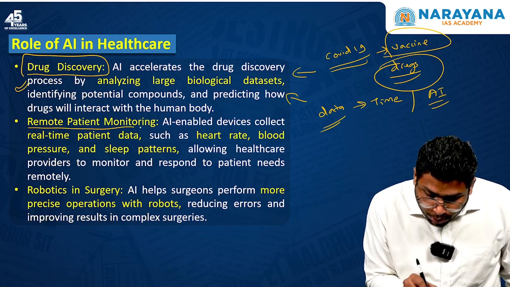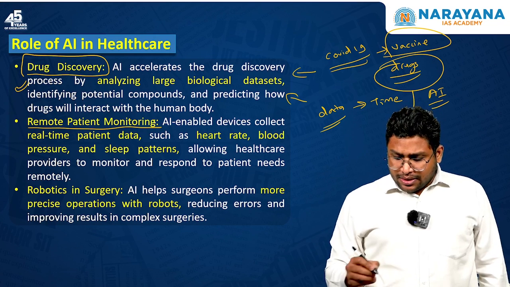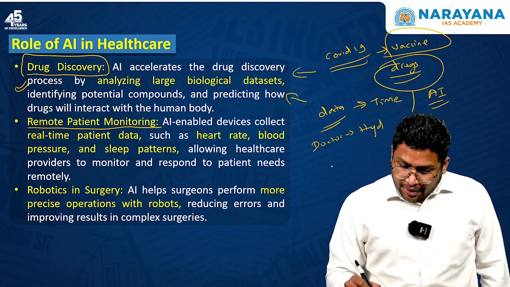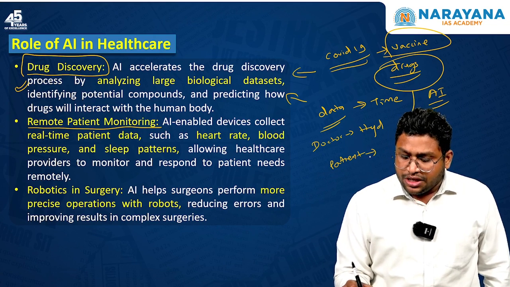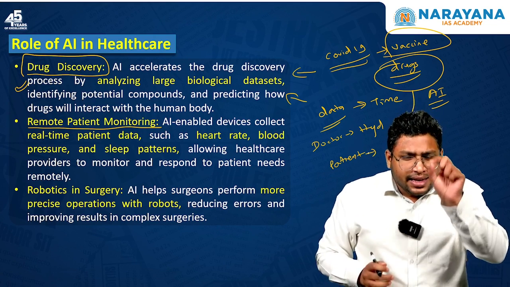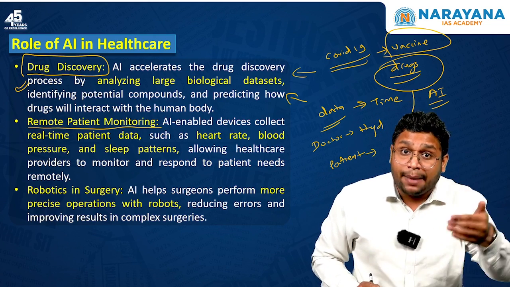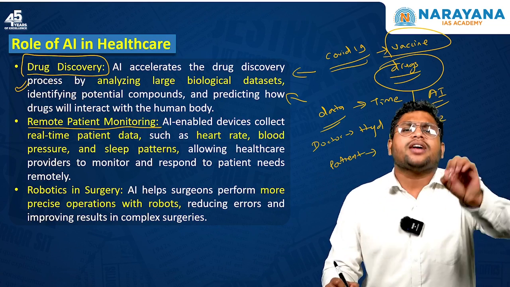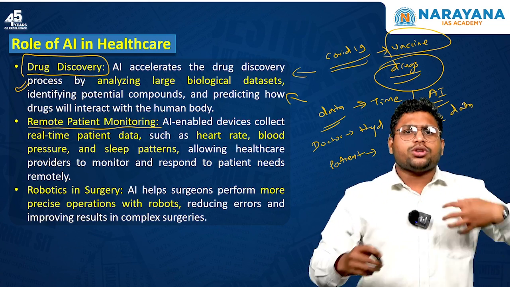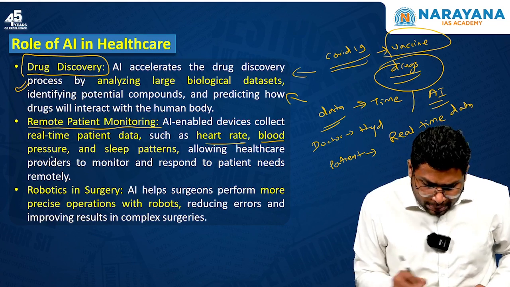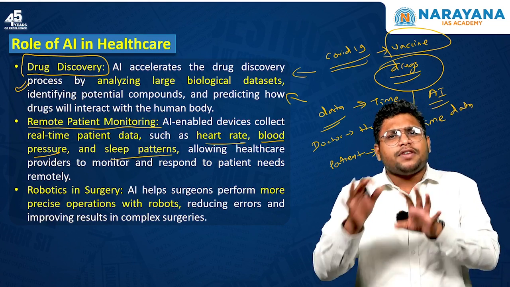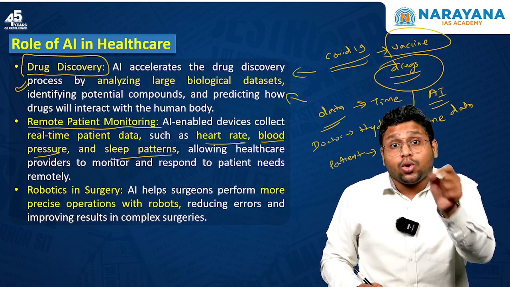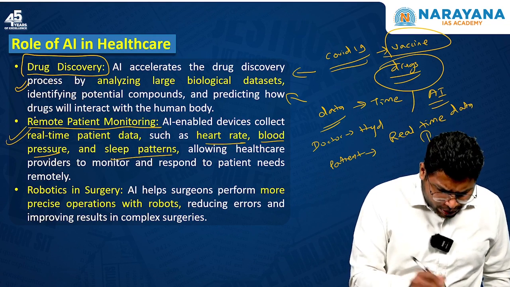Next, remote patient monitoring. There is a chance that the doctor is living in the city of Hyderabad, and let's say the patient is living in a particular village which is very far from Hyderabad. In that case, if the doctor wants to monitor what is happening with his patient, he can get real-time data. Real-time means what is happening right now. This real-time data related to his heartbeat, the heart rate, the blood pressure, the sleep pattern, everything. He does not even need to ask the patient. Automatically, he will get that data through artificial intelligence. So we'll call it a very good system.